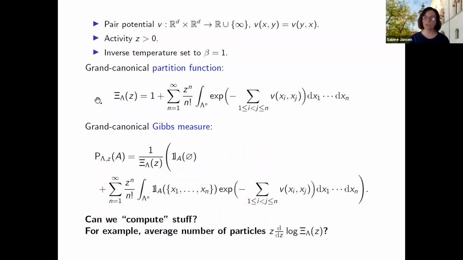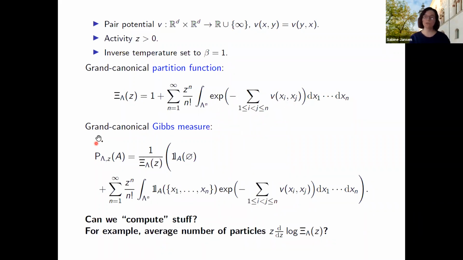Then there's the grand canonical partition function, which is simply 1 plus the sum over the possible number of particles in the box, z^n divided by n factorial, times the integral over all possible positions of your particles. Then comes the Boltzmann weight, which is e to the minus total energy, and the energy is simply a sum of pairwise interactions. A little later, I will assume that the pair potential is actually translationally invariant, so you can think here of V(x_i minus x_j), if you like.